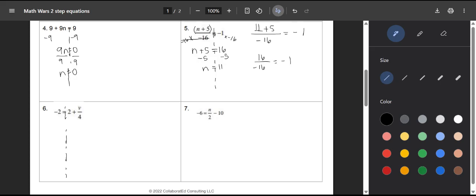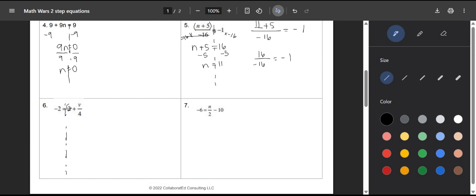So I'm going to do my normal thing where I'm going to undo addition and subtraction first. Get rid of this 2. So I'm going to subtract 2, subtract 2.